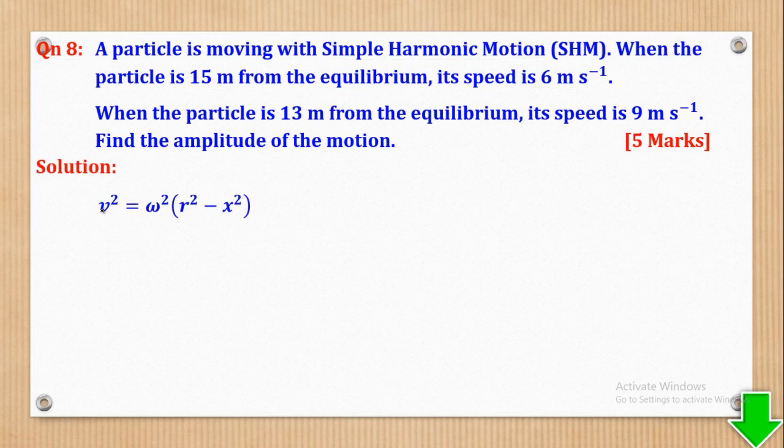So first of all, you shall remember that we have realized that what is changing is v and x. So the relationship between v and x is this formula, that v squared is equal to omega squared in brackets r squared minus x squared.